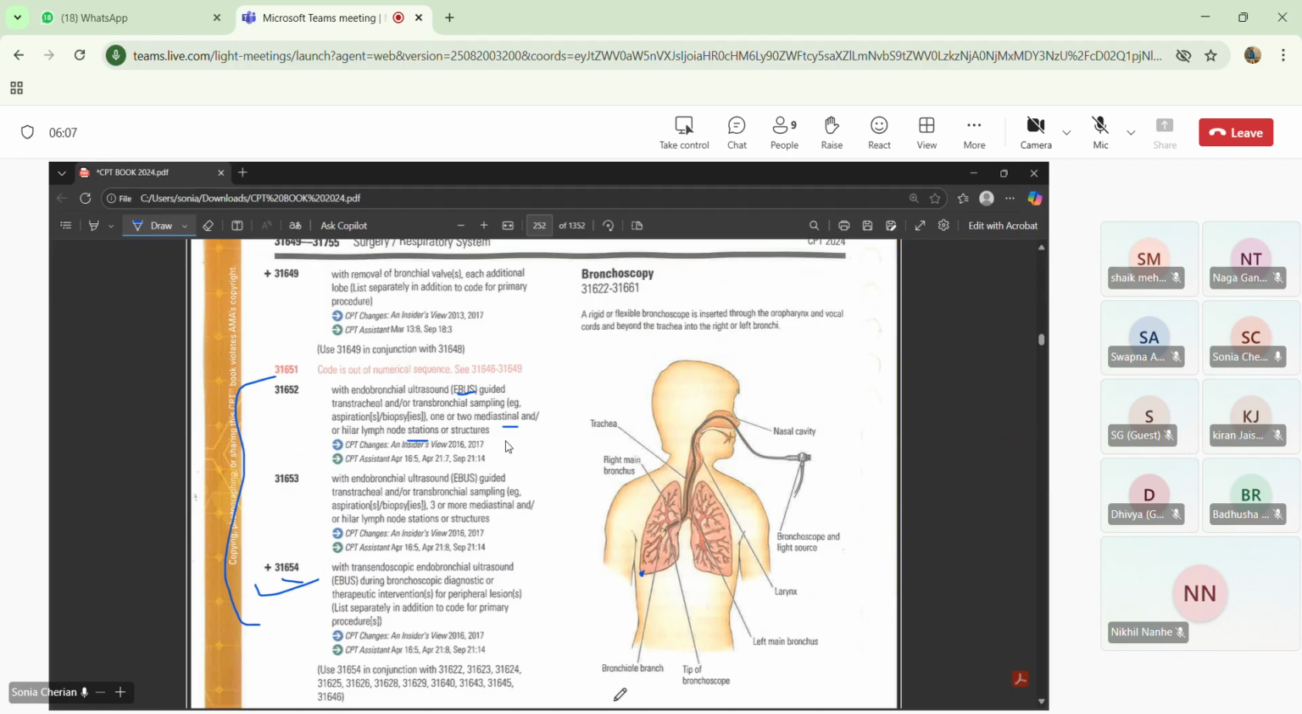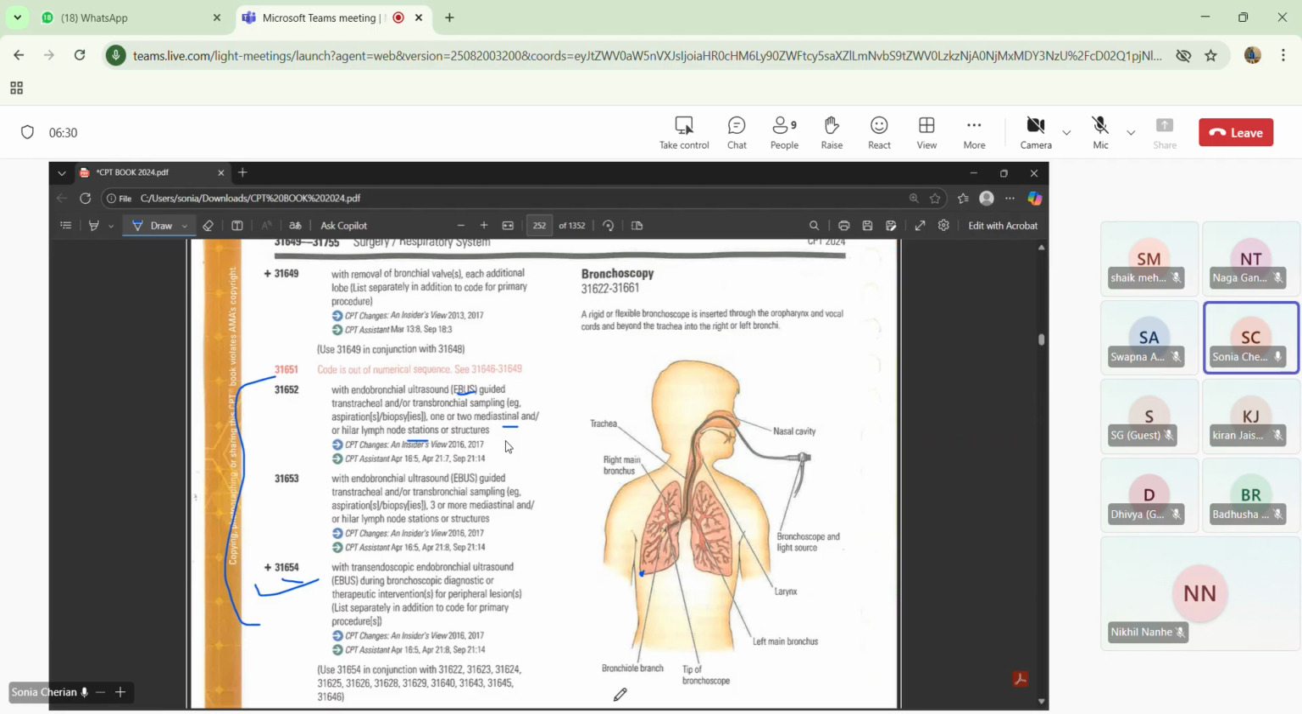Then for peripheral lesions, as I told you, if they are doing any sampling or any imaging of the peripheral lesions, in that case, you can code 31654. It's an add-on code.